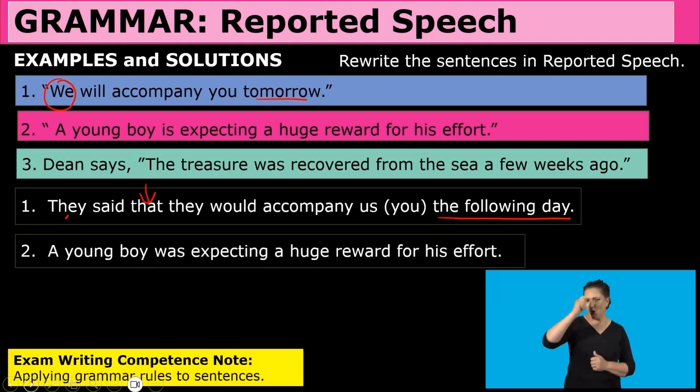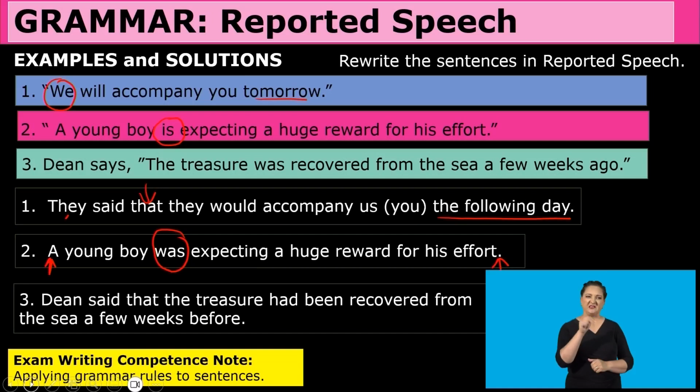A young boy was expecting a huge reward for his effort. I want you to take note how a young boy is expecting. Look at the backshift of the verb to was expecting a huge reward for his effort. I also want you to take note, there's my full stop and my capital letter for my sentence has remained.